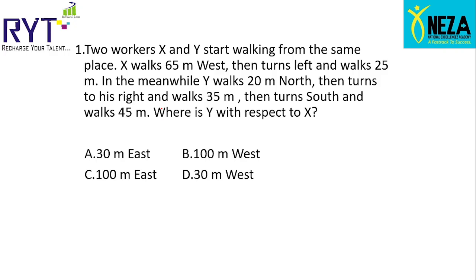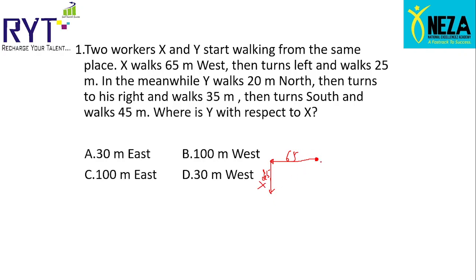Let's try to solve some questions. Two workers, X and Y, start walking from the same place. Let me write it down. From the same place, they start walking. X walks 65 meters west. West means this direction, 65 meters. Then he turns left, that is in this direction, and walks 25 meters. This is X.